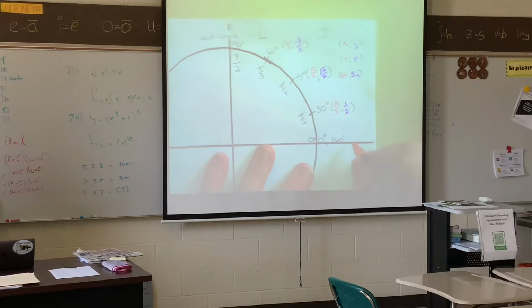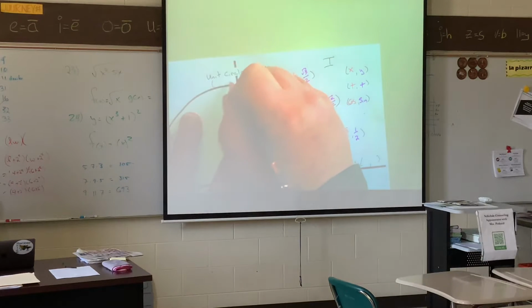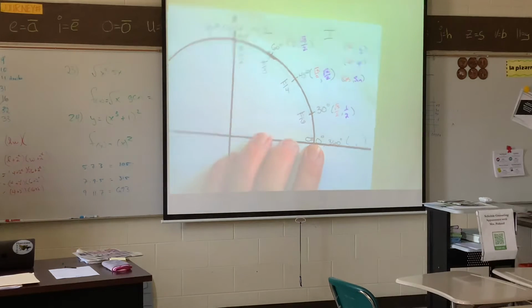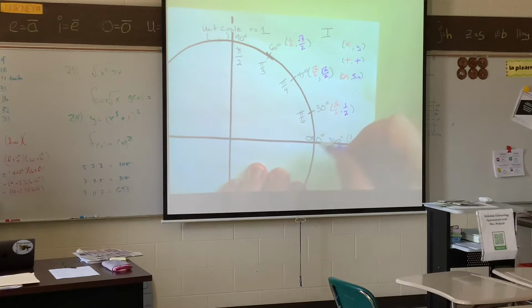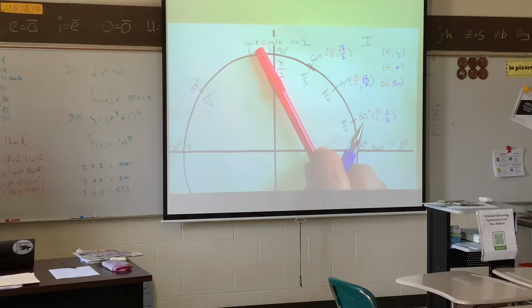While we're doing this, let's figure out these points right here, just for fun. Does anybody know what this point would be right here? 1, 0. Because the radius is 1, and it's right on the x-axis. So what's this point right here? 0, 1.